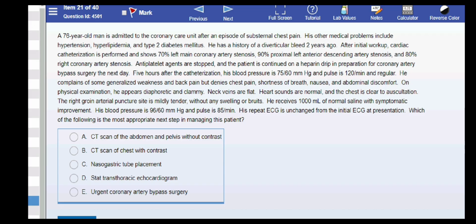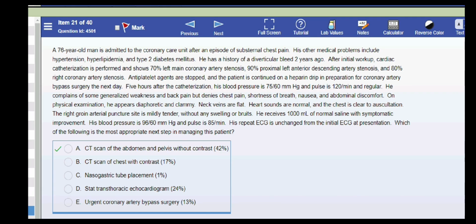Okay, let's think a little bit. Should we do chest CT without contrast or with contrast? NG tube placement, transthoracic echo, or urgent coronary bypass surgery. When you see this, after a catheter with low blood pressure without any obvious problem in the chest, not at all. So just do a CT scan without contrast.